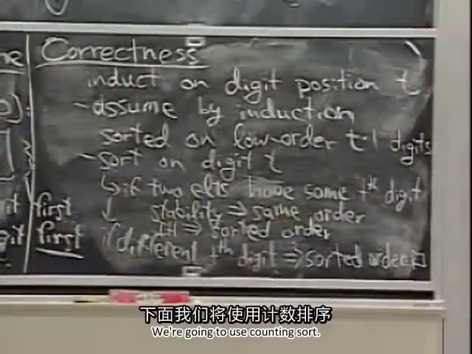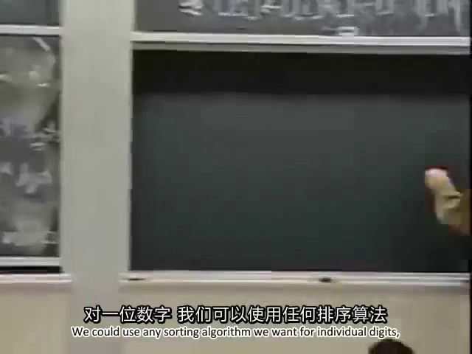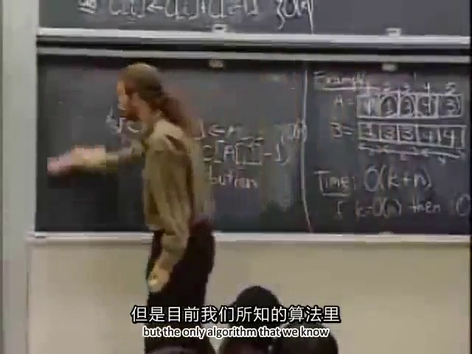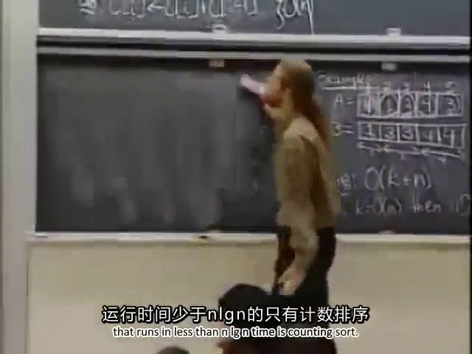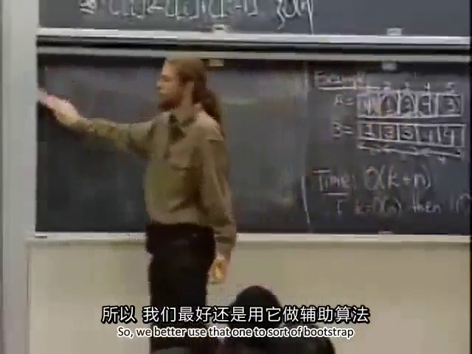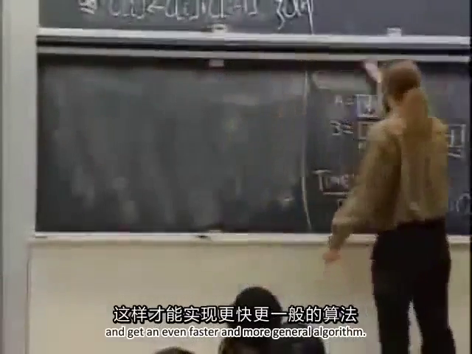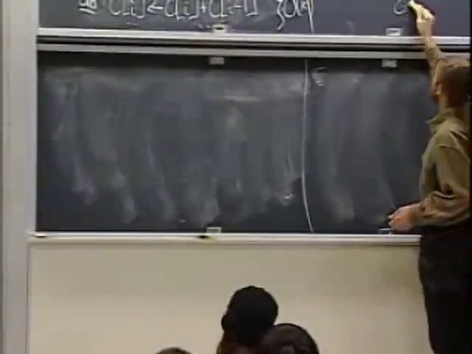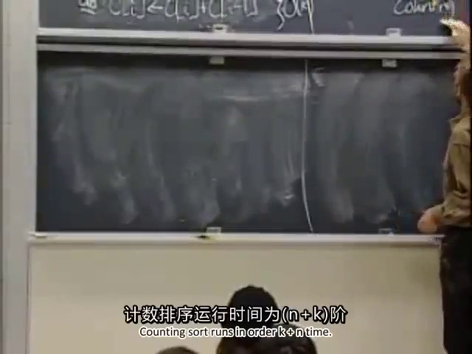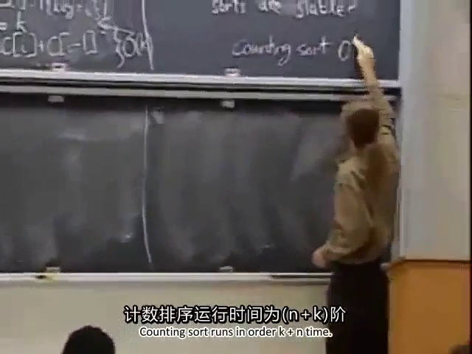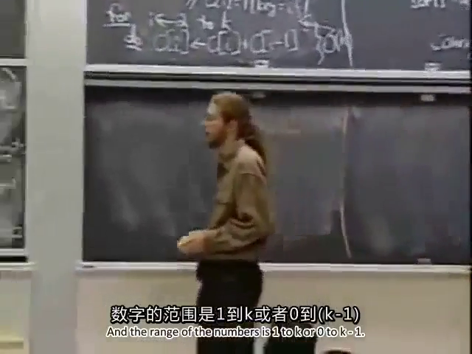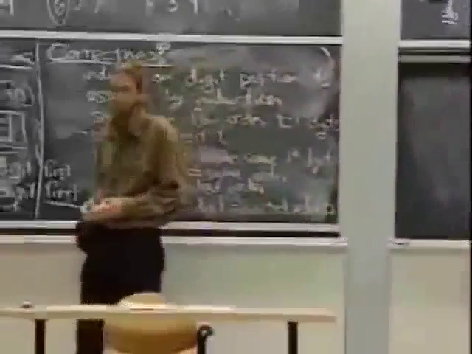So we're going to use counting sort. We could use any sorting algorithm we want for individual digits. But the only algorithm we know that runs in less than n log n time is counting sort. So we better use that one to sort of bootstrap and get an even faster or more general algorithm. Okay, I just erased the running time. Counting sort runs in order k plus n time. So we need to remember that. And the range of the numbers is 1 to k, or 0 to k minus 1.